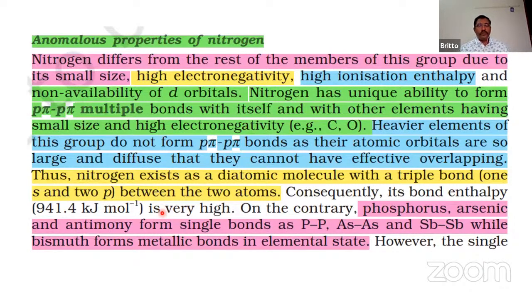Another important property of nitrogen is the ability to form p-pi multiple bonds. If you go down the group, the ability of making p-pi bonds decreases. The reason for the ability of nitrogen to form p-pi multiple bonds is its small size and high electronegativity. In this aspect also, nitrogen is differing from the other elements of the group.